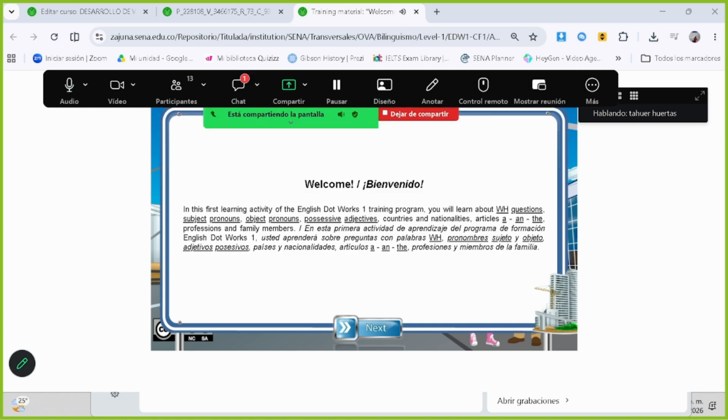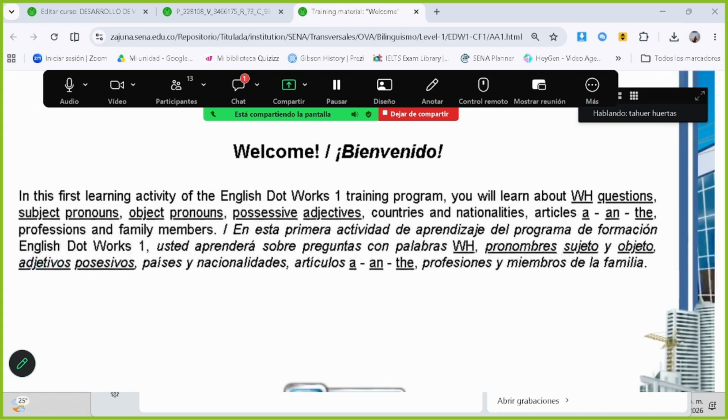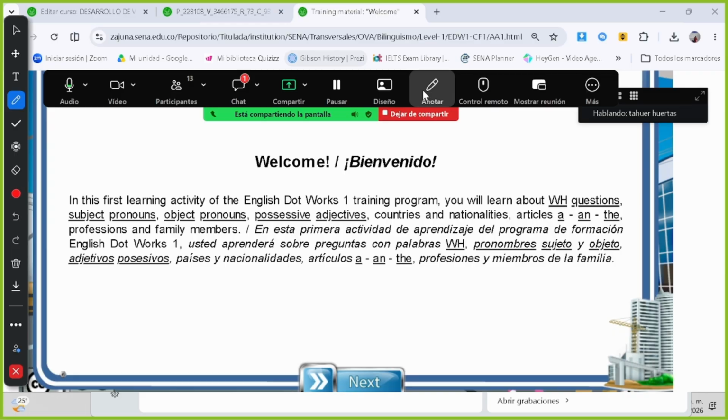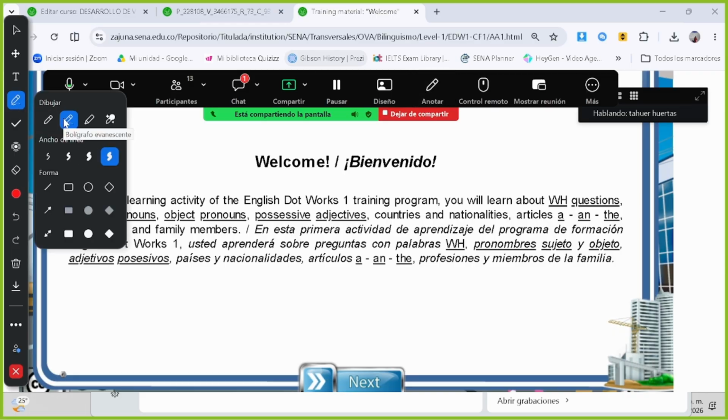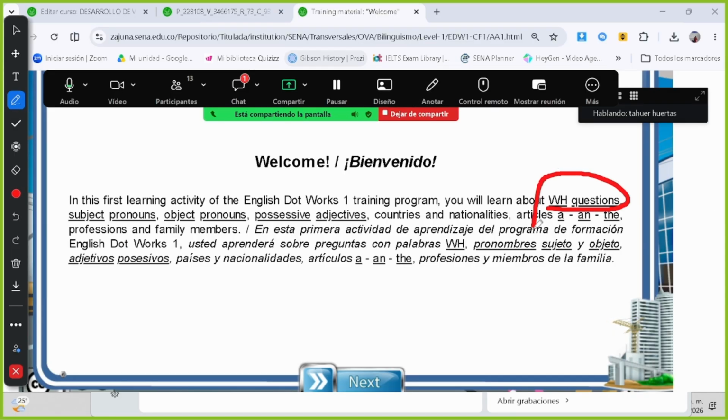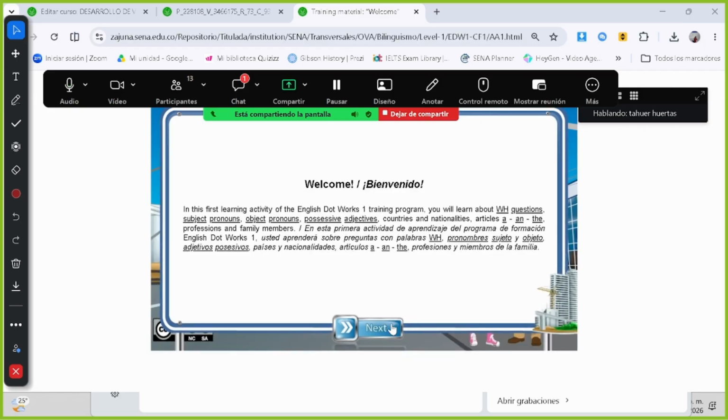Okay, so here, this is a welcome message, and here we can see the topics that you will practice in this part. WH questions, what, where, who, when, subject pronouns, I, you, he, she, object pronouns, possessive adjectives, countries, nationalities, articles, professions, and family members. Okay, these are the topics. The grammar.